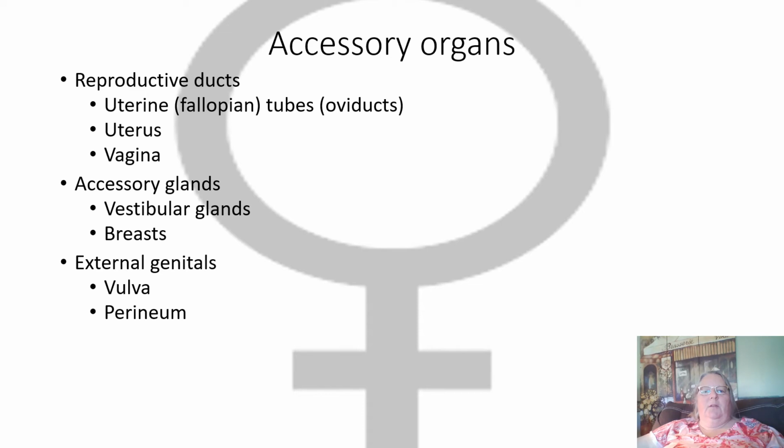Over the next few slides, we're going to go over the accessory organs. These are grouped into three categories. The reproductive ducts, which are the uterine or fallopian tubes, or oviducts, uterus, and vagina. Two of the accessory glands, which are the vestibular glands and the breast. The third group we will look into is the external genitalia, which is your vulva and perineum.